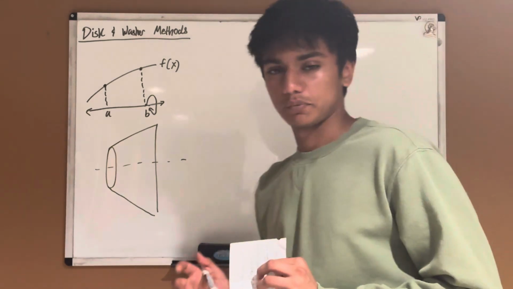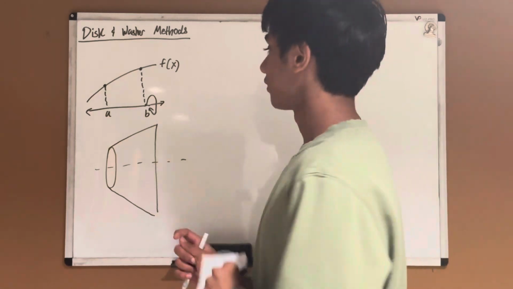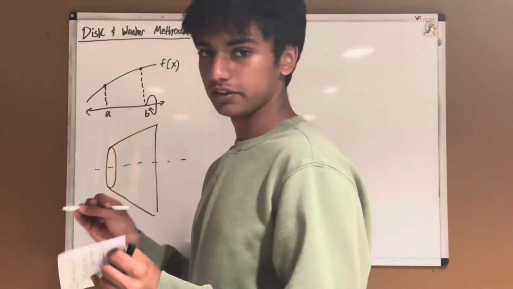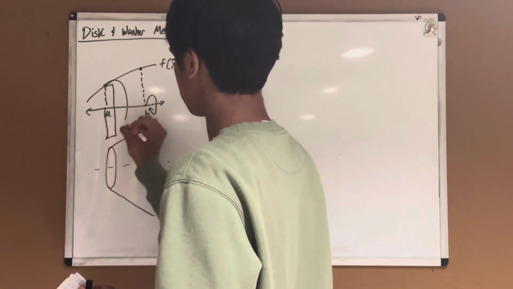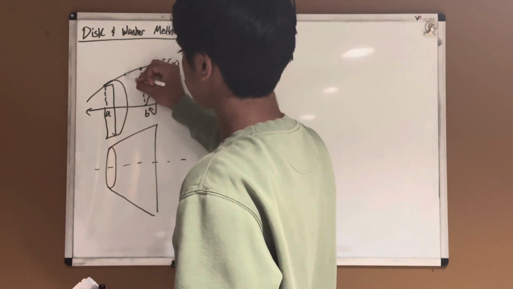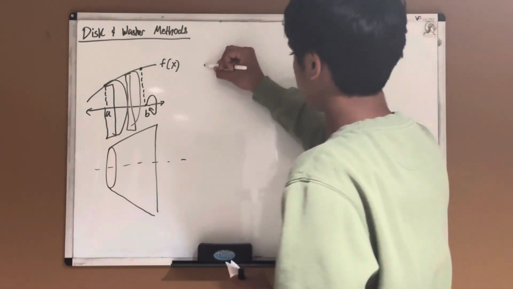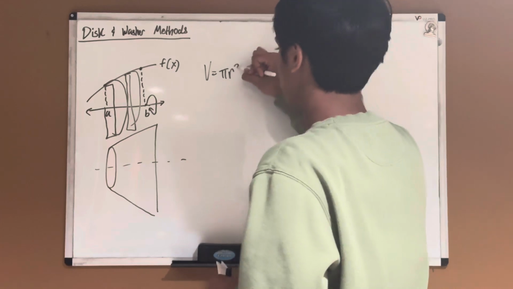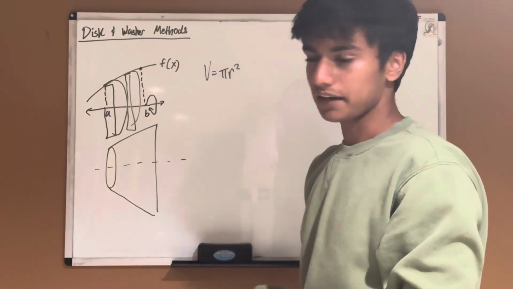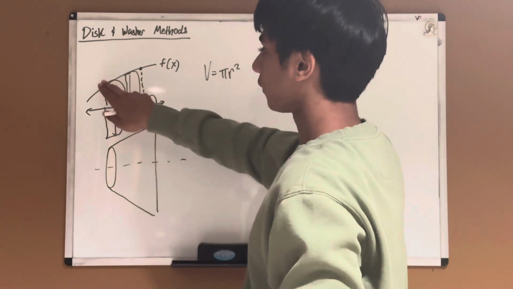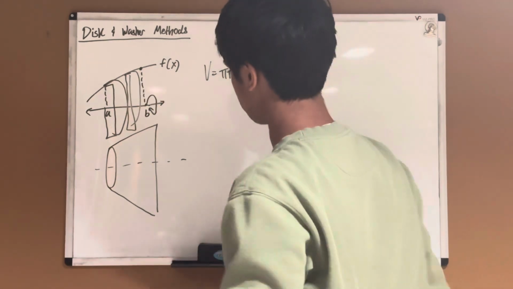So the idea with the disk and washer method is we want to use tiny cylinders to get the total volume. If we have a bunch of cylinders stacked, like so, sorry, I'm not really good at drawing cylinders, the volume of a cylinder is pi r squared. If we have an infinite amount of those from A to B, then we're going to get the volume of the total solid of revolution, no matter what the function is, because we're making a cylinder at each point of the function.